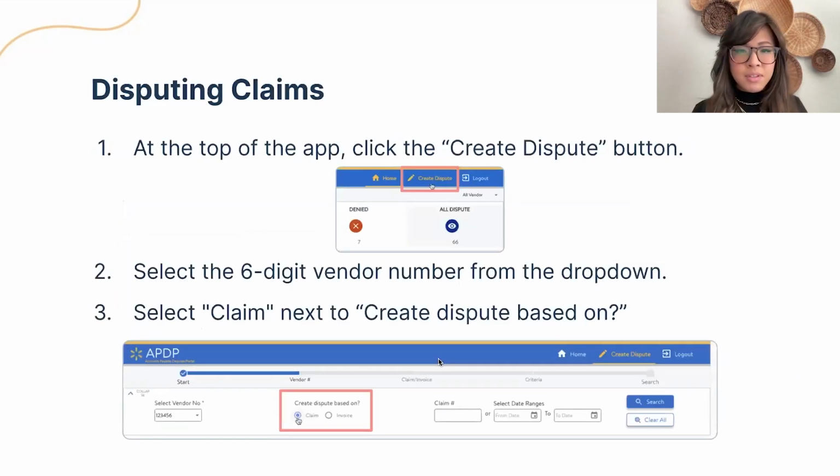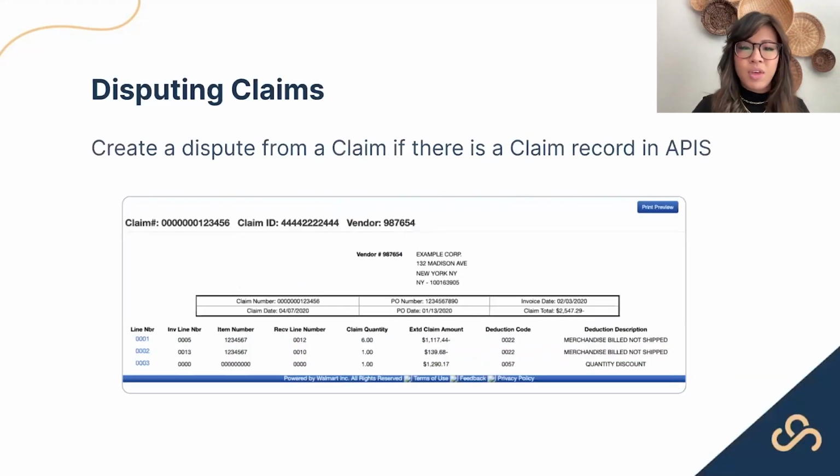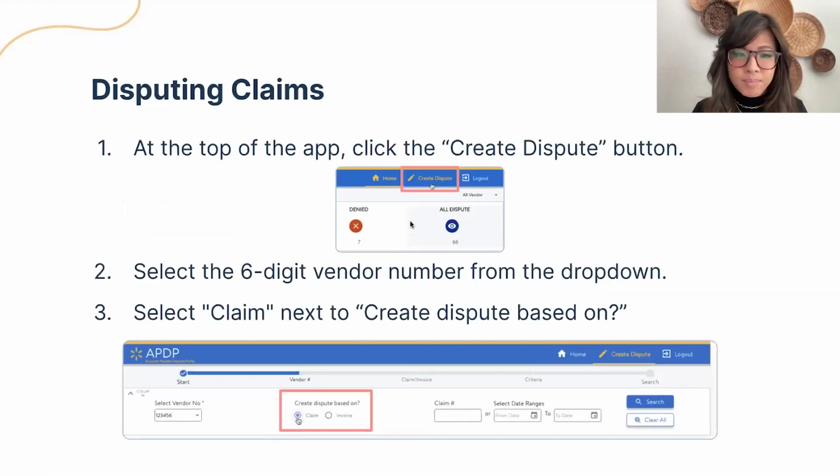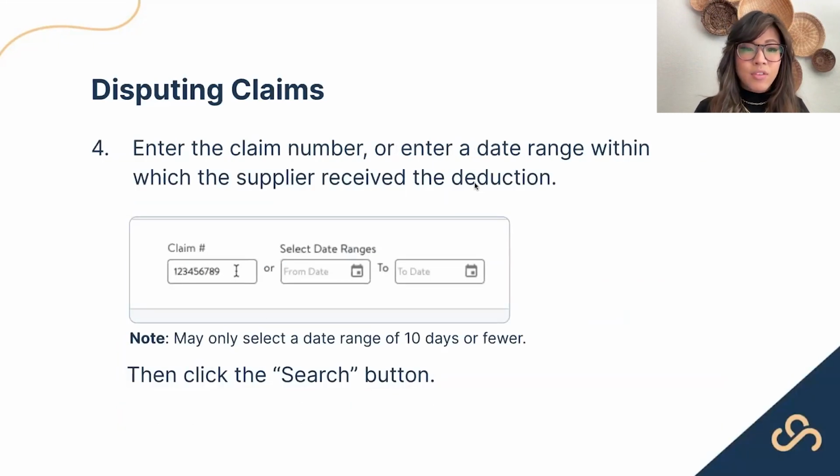So when you get into APDP, you're basically going to hit the Create Dispute button. And then from there, you're going to select the vendor number that the claim is associated with. So, a few of the folks that we work with have multiple vendor numbers. If you just have the one, the one will populate. If not, you need to make sure that you've got the right vendor number associated, or essentially the claim will not show up. So again, you're going to create the dispute based on the claim. And then from there, you're going to type in the claim number, or you can select date ranges. So if you're trying to work on multiple claims within a certain date range, you can do that as well.